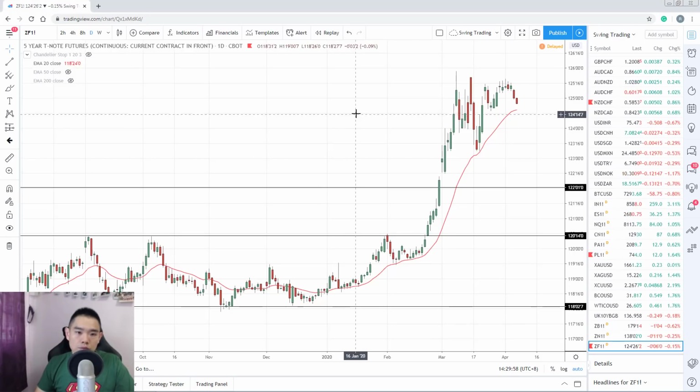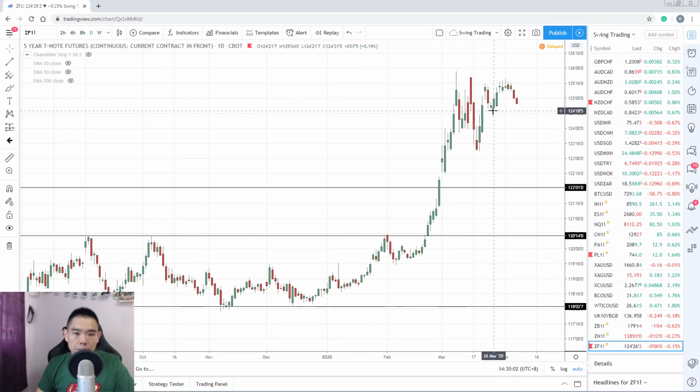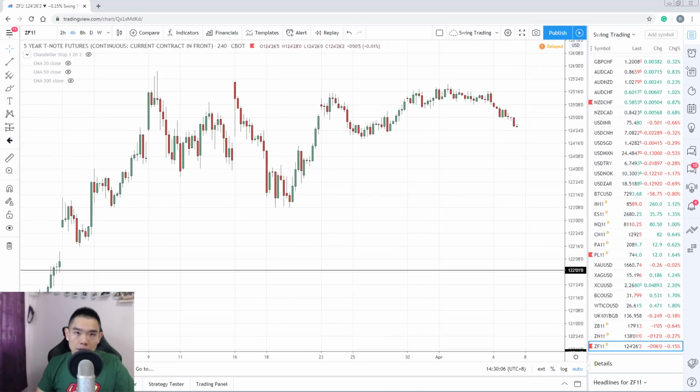So again, the plan to trade this is a couple of ways. Number one, what you can do is you can trade the false break on the lower time frame. Let's say you go down to the 4-hour or the 8-hour time frame. You can see that there's this low over here.